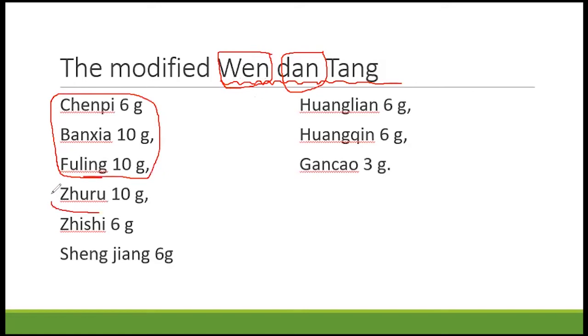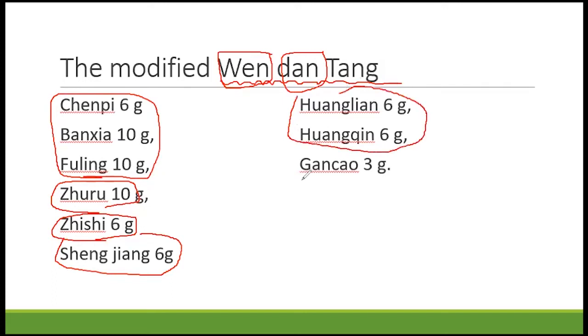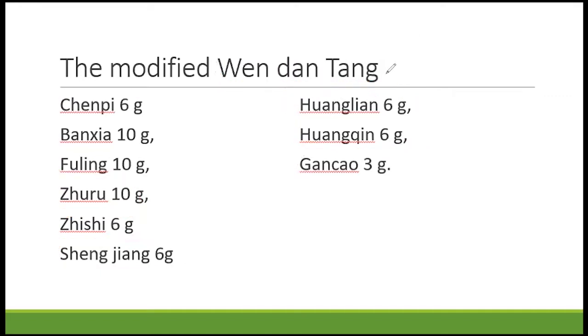Zhu Ru resolves phlegm. Zhi Shi moves qi. Sheng Jiang harmonizes the middle jiao. Huang Lian and Huang Qin clear heat. Gan Cao harmonizes the formula. So that's the formula we use for this pattern.